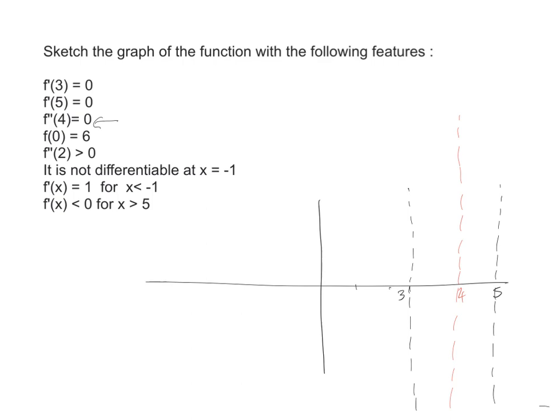What else do we know? We know f(0) is 6. So that means when x is 0, y is 6. So the y-intercept is 6, so the graph goes through that point.